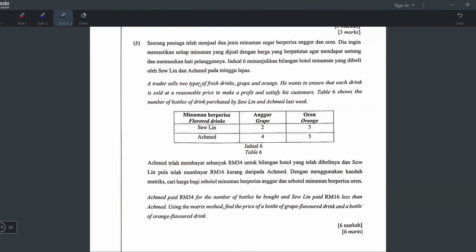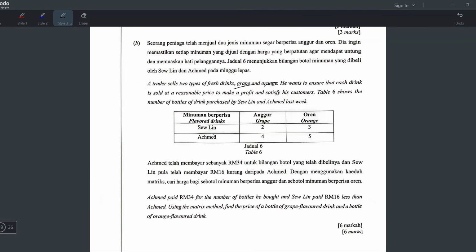Okay, a trader sells two types of fresh drinks, grape and orange. Okay, mostly one of it would be X and then another would be Y. But usually when I teach, I always say the same thing. When we do simultaneous, we need the two equations, of course. And it looks like this question tak bagi terus the two equations, and you have to write the two equations yourself, right? But it's very hard to write the equation when you don't know what the X Y represents. So my recommendation is you read the whole thing first.